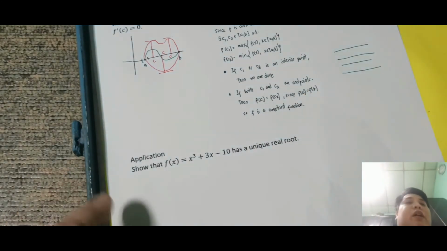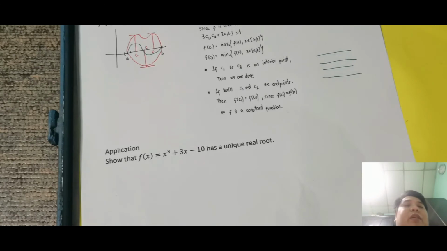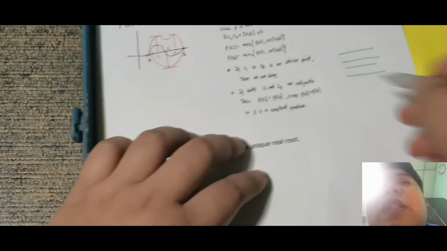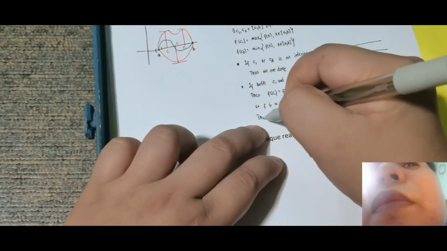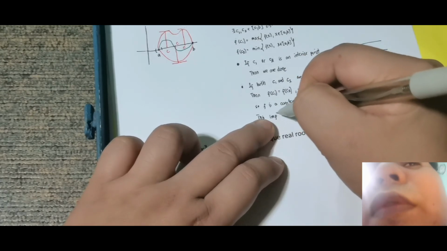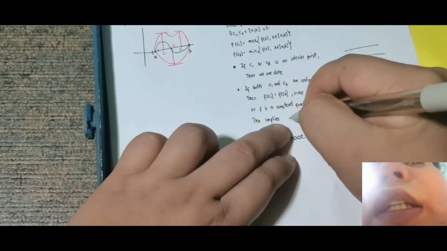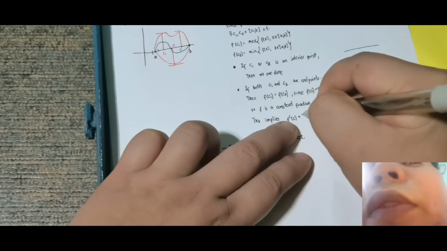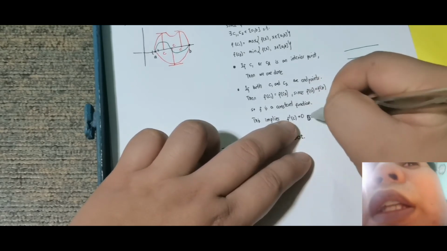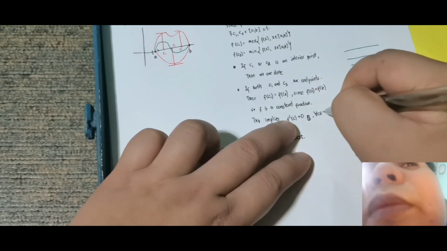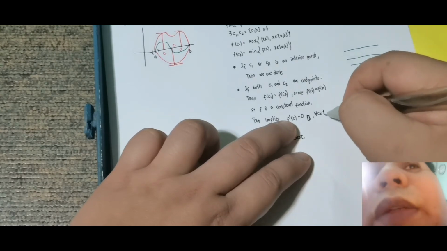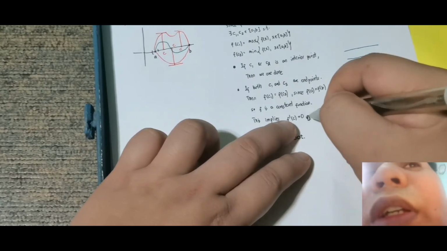Okay, now, this implies, ngayon, ano ibig sabihin? Kung si f is a constant function, this implies that f prime of c is equal to 0. And we are done. So, this is for all c element of (a, b).